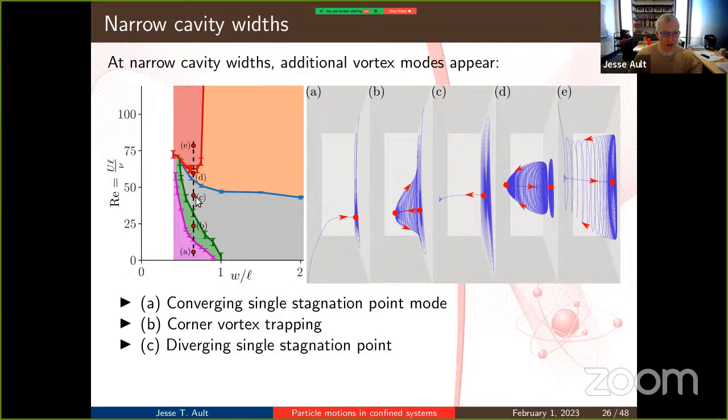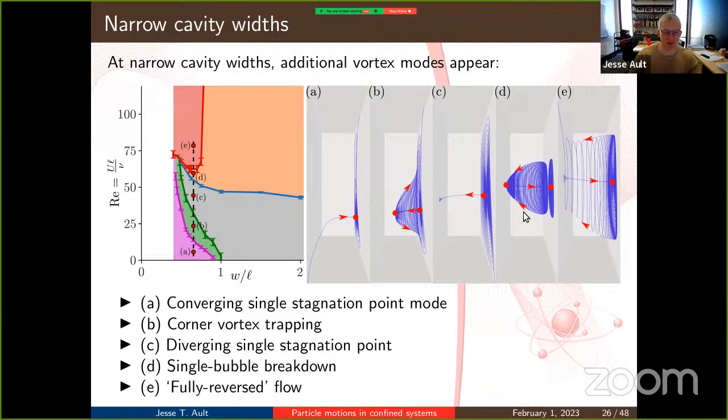Then increasing Reynolds number further, you get into the gray region. That's the diverging single stagnation point mode, then single bubble breakdown, and then finally what we'll call fully reversed flow, which is essentially where the single bubble region gets so large, it encompasses the entire cavity, and those outer limiting stagnation points end up on the cavity walls. So we'll just call that fully reversed flow, which is essentially where it's just dominated the entire cavity.